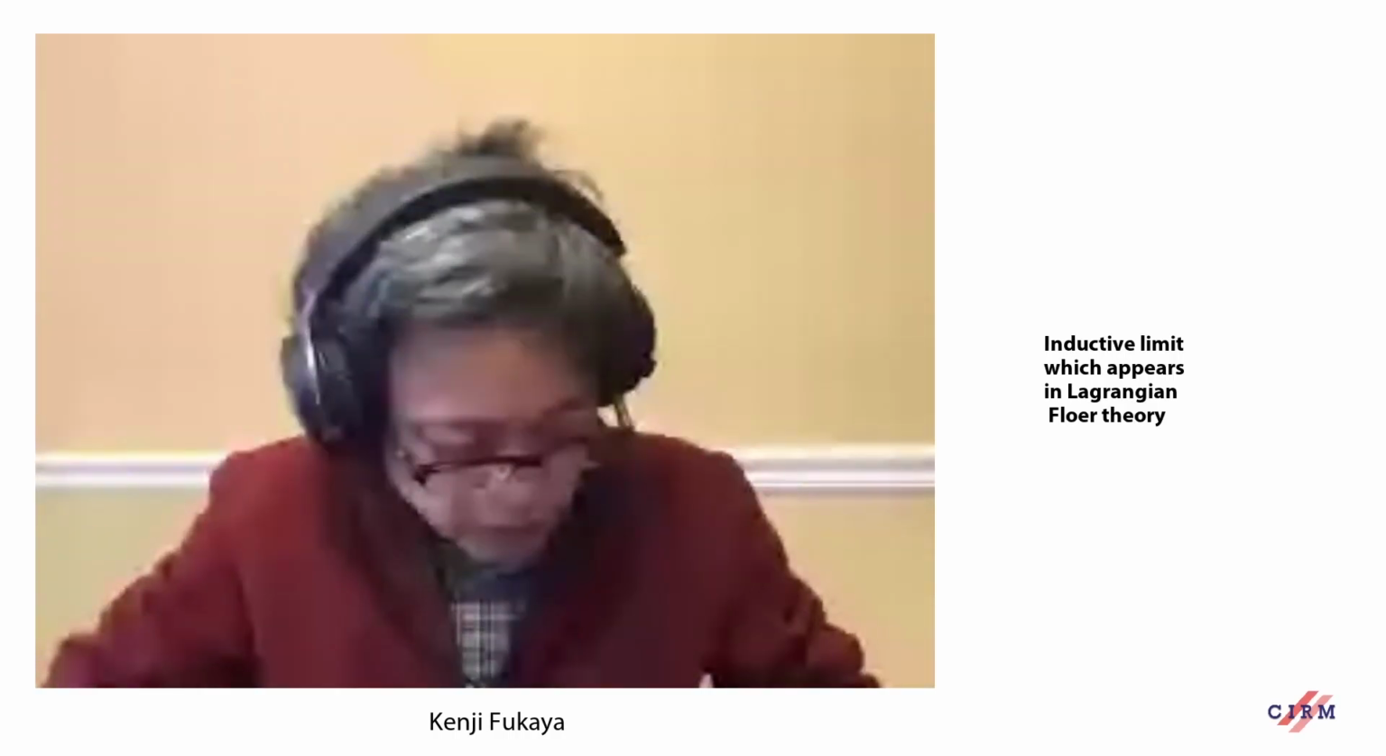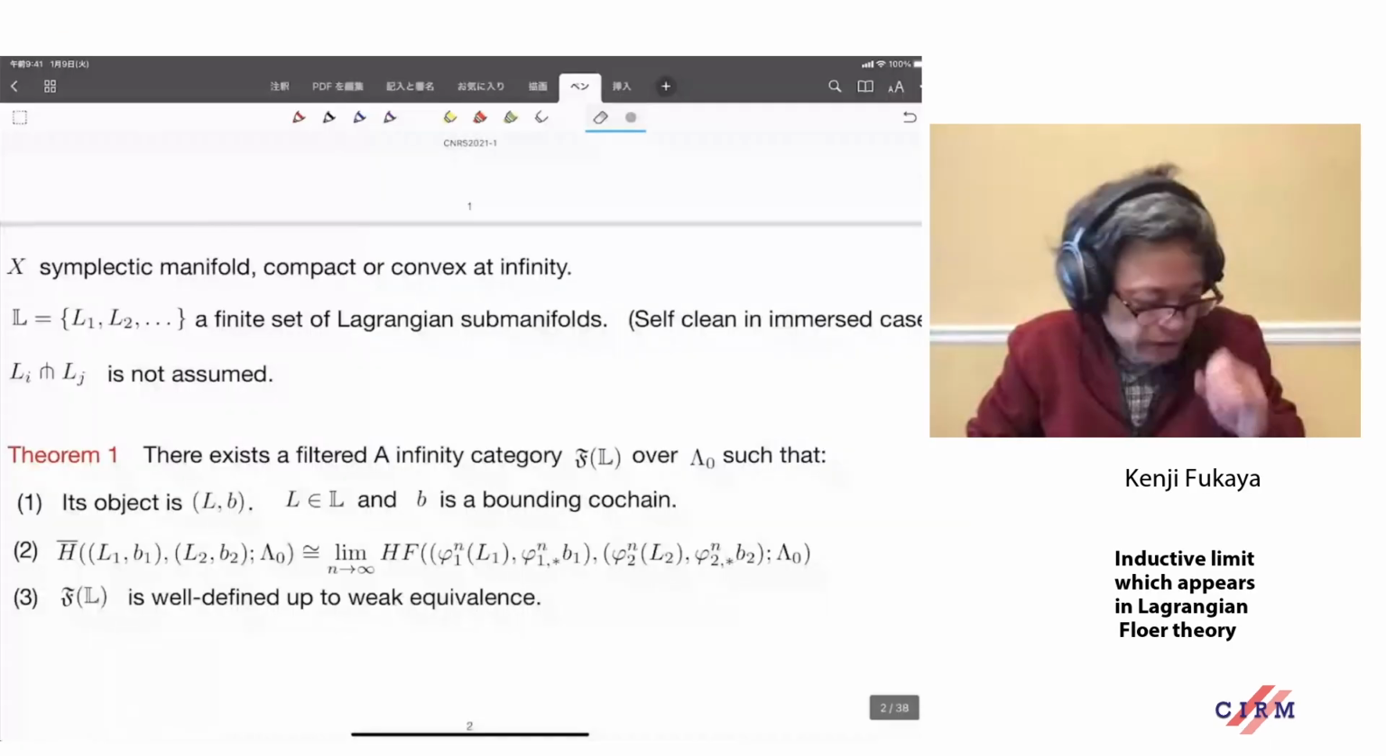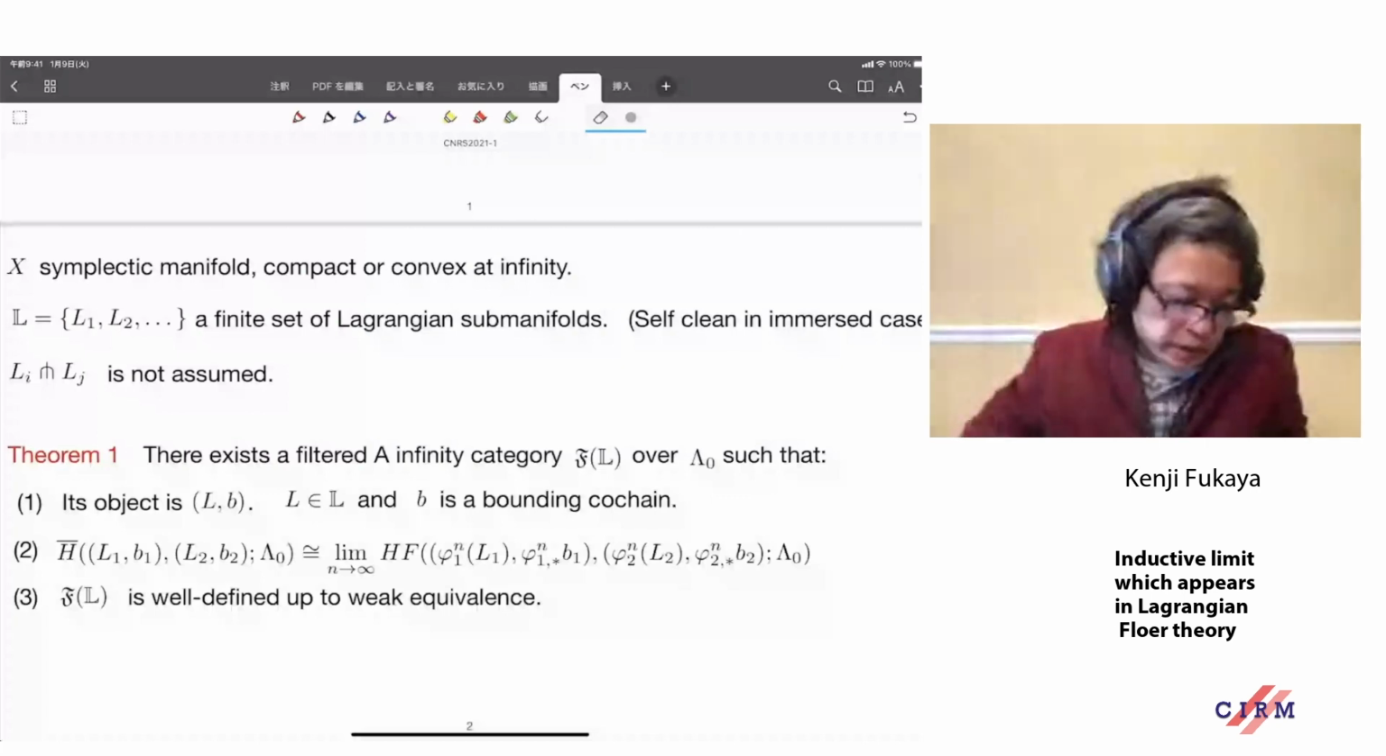And I want to talk about inductive limit of filtered infinity category. And the main applications is I want to explain three theorems. And the first one is the following.